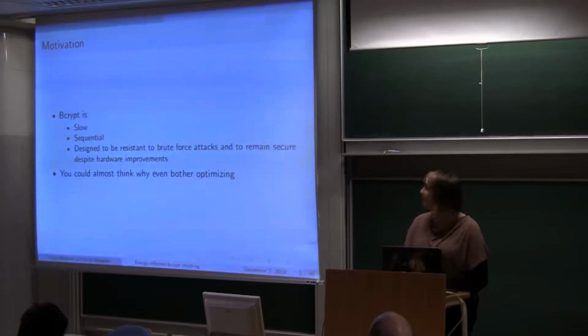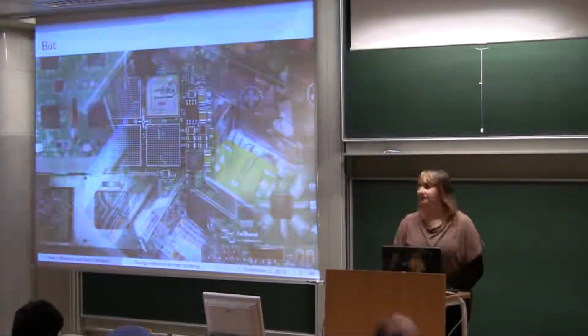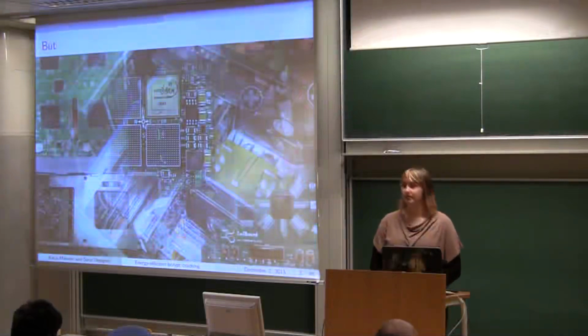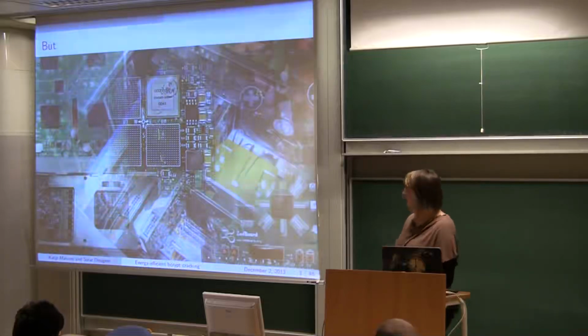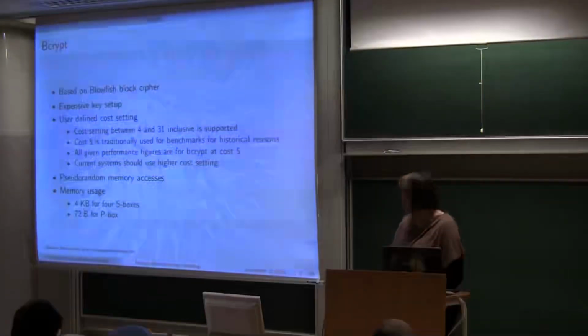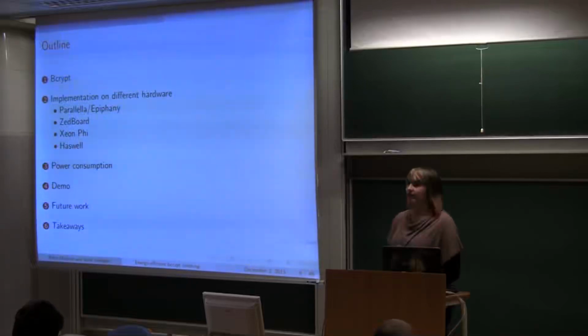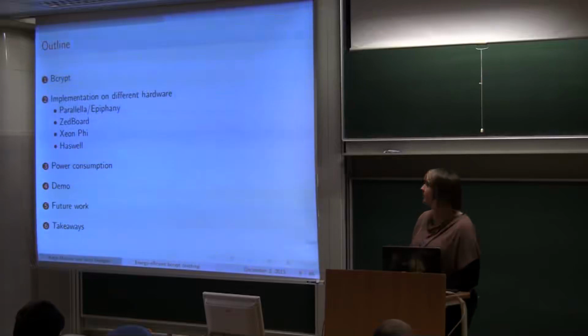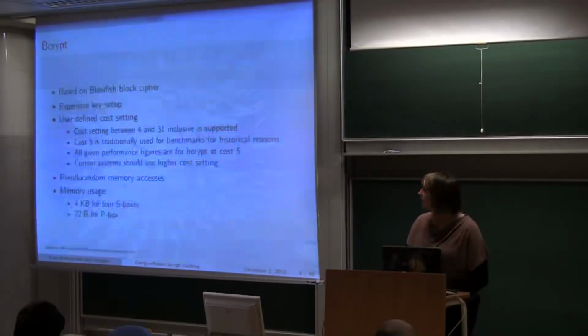But we have all of these devices. Each of them has different characteristics that match bcrypt's specialities. So you will see later during this talk that every one of these devices, Parallella, Epiphany, Zboard, Xeon Phi, Haswell, has different things that match or don't match bcrypt as a hashing algorithm.